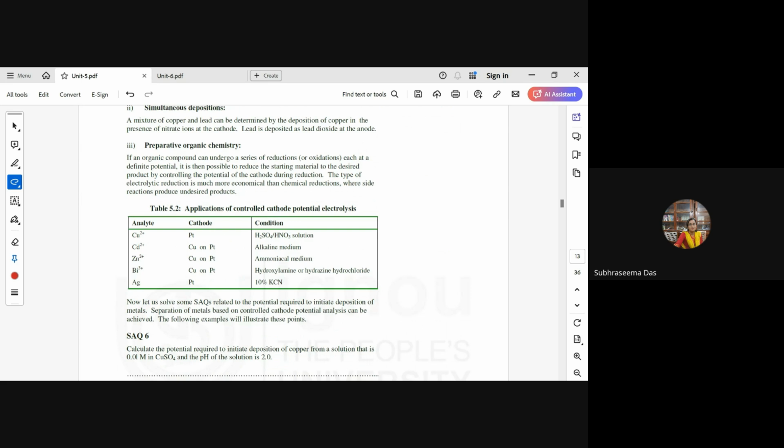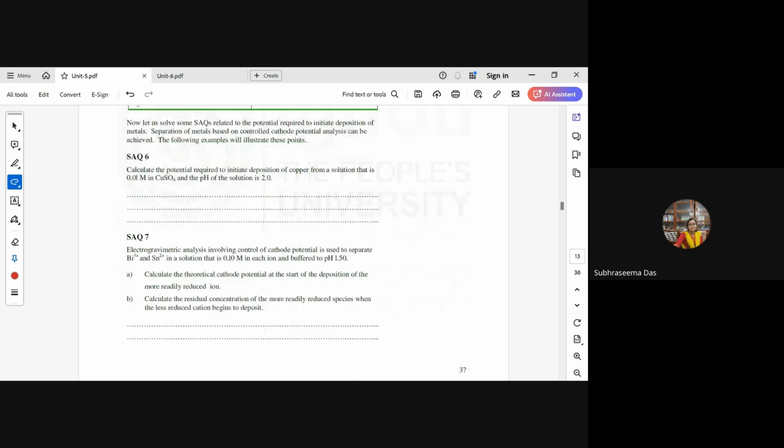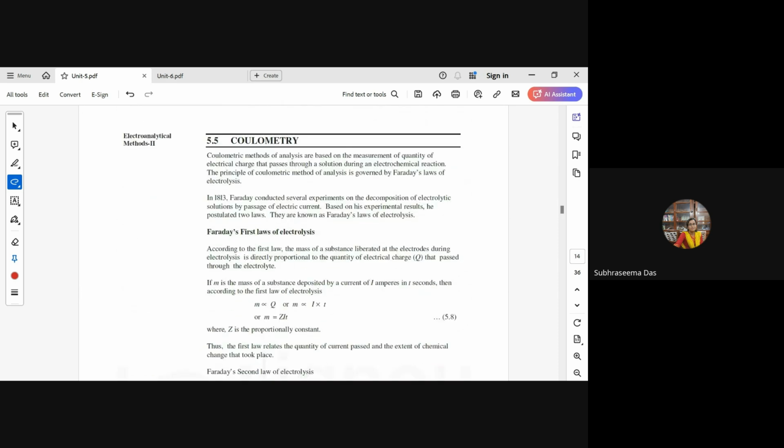Table 5.2 shows the applications of controlled cathode potential electrolysis in various cases. For example, if the analyte is Cu2+ and a platinum cathode is taken, and the condition used is H2SO4 and HNO3, then we get copper. These are some of the examples of controlled cathode potential electrolysis. Next we will talk about coulometry.